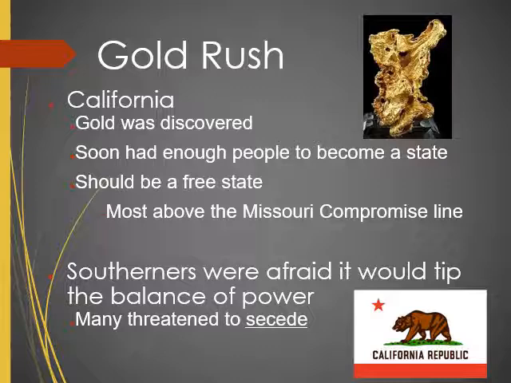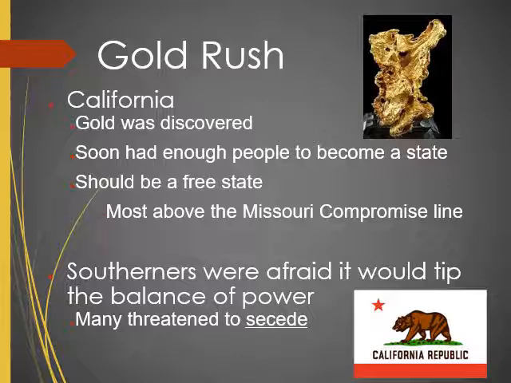And soon enough, they had enough people, and they had all the wherewithal to become a state. They should have been ready to become a state. And because most of it is above the Missouri Compromise line, it should have been a free state based on the Missouri Compromise. Even though the Missouri Compromise doesn't apply to the new land, it just makes sense, right? If we agreed on that before, we should be able to use that same line all the way across.